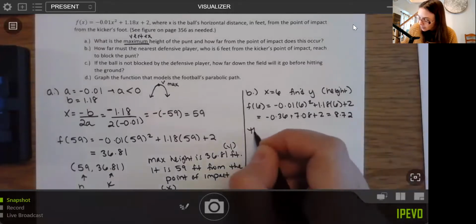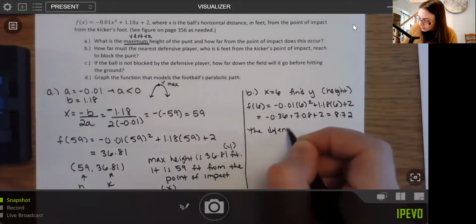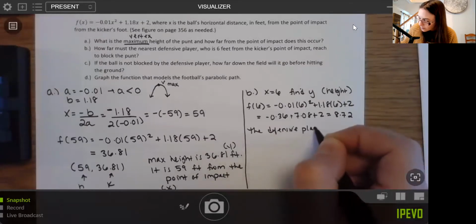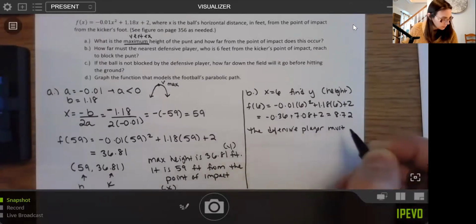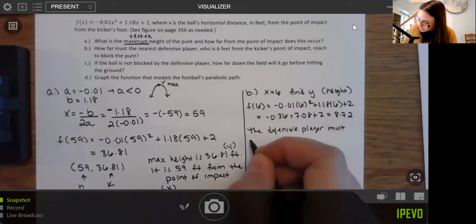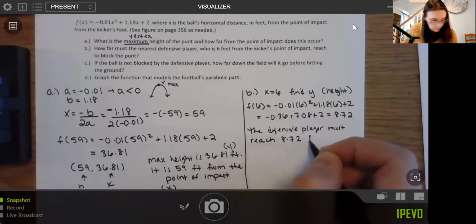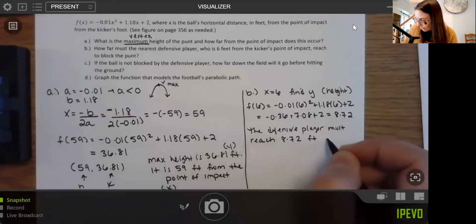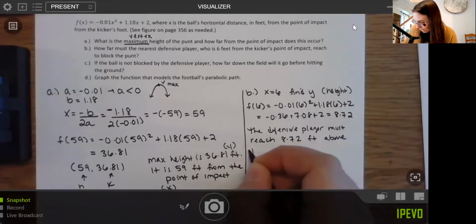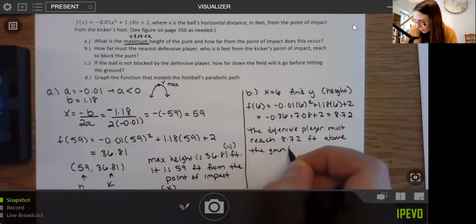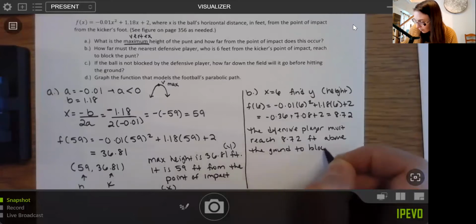So the defensive player must reach 8.72 feet above the ground to block the punt.